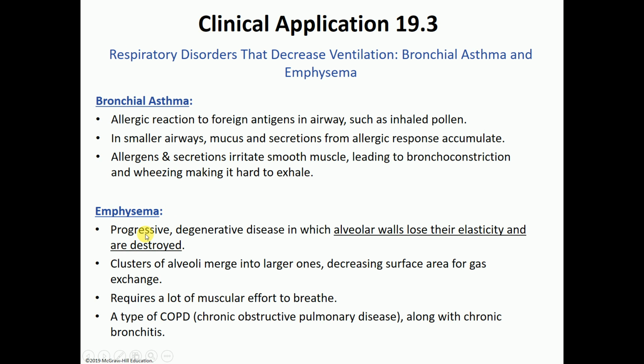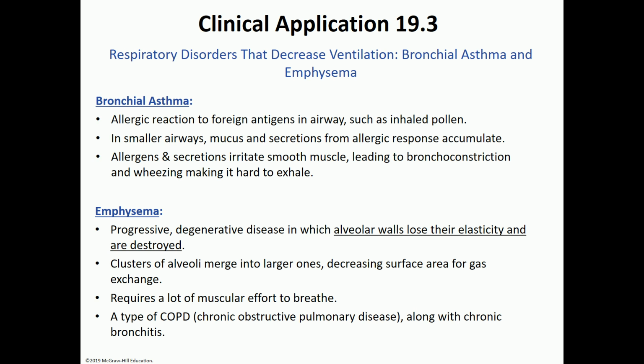Emphysema is another important pathology of the respiratory system. And what happens in emphysema is, if you remember when we talked about normal exhalation, that is due to the elastic recoil of alveoli. Well, in emphysema, patients have lost that elastic recoil. And the alveoli can expand, but it doesn't get rid of the air that's inside of it.